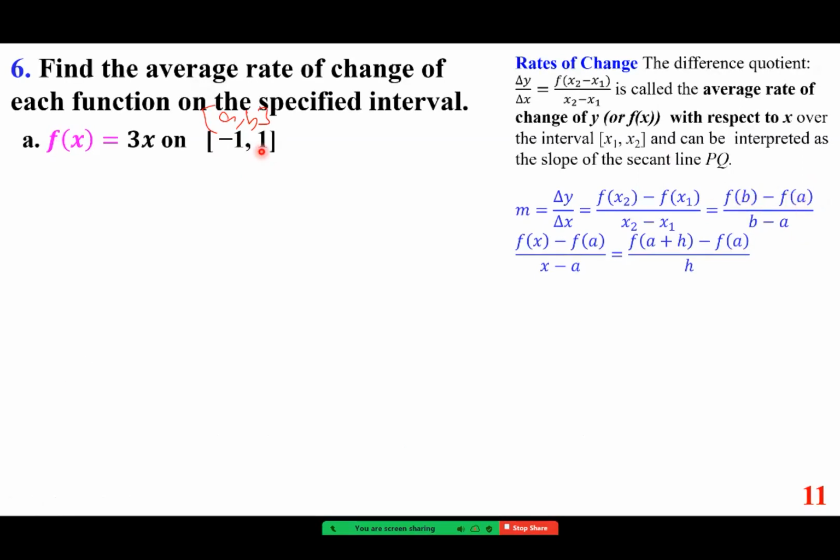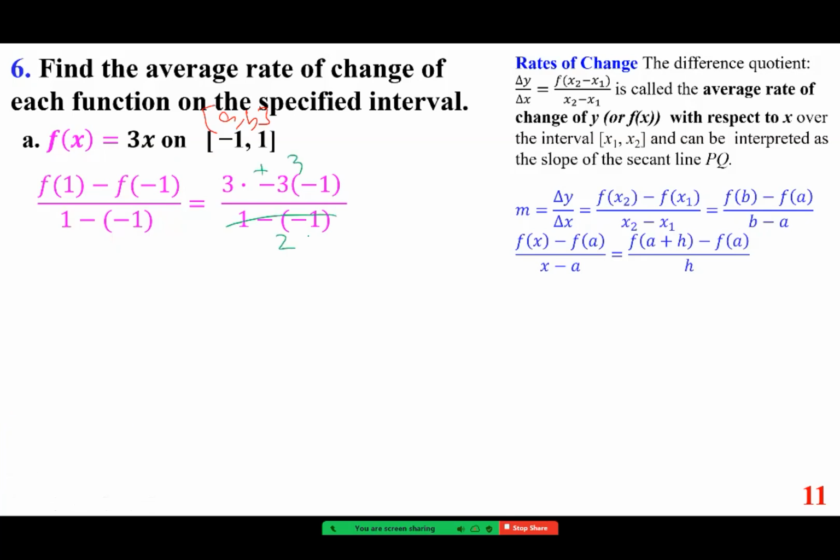So f of B minus f of A, that means f of 1 minus f of negative 1 over 1 minus negative 1. If I plug in 1 here, I get 3 minus 3 times negative 1. And over here, I get 1 plus 1, which is 2. I hope you see that. This is 3 times 1, or 3. And then this is minus 3 times negative 1, so this makes it positive 3. And this gives you 2. So 6 over 2, or 6 halves, or 3 is the final answer.